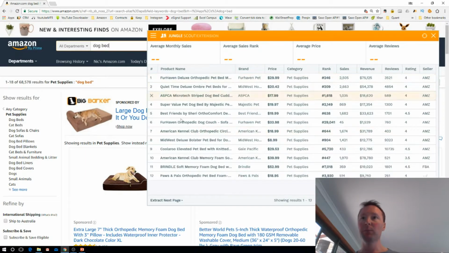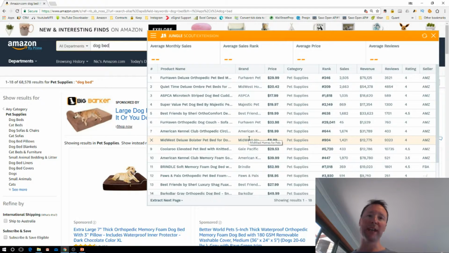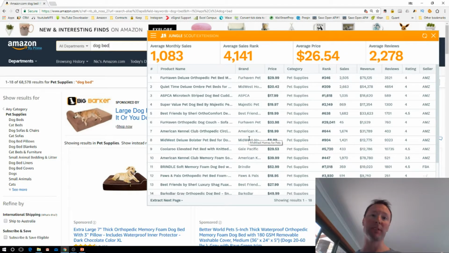The other thing when we're looking at brands is to make sure that there's not one brand taking up 5 of the top 10 spots, because that means that one brand has a large variety of products within that category and they're selling very, very well. So it's going to be a little bit harder, because there might be a brand association with that product.